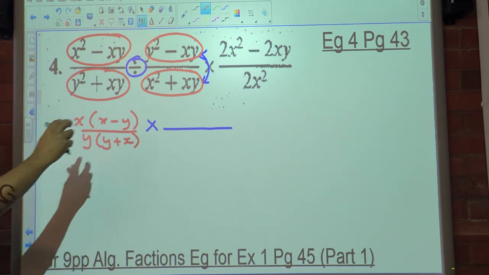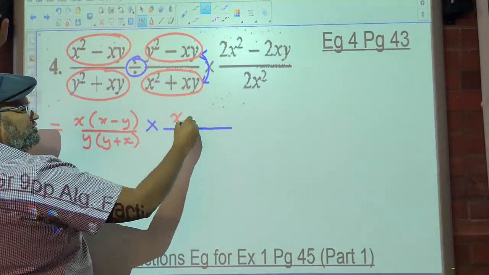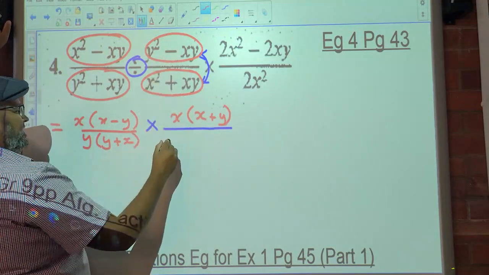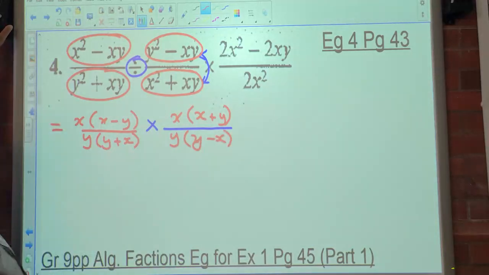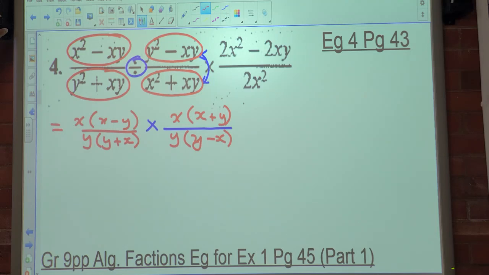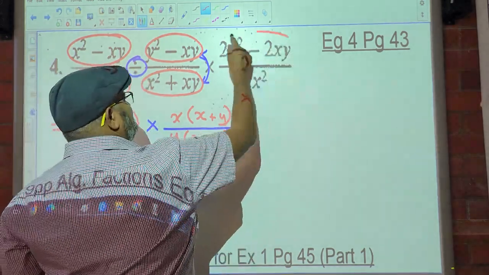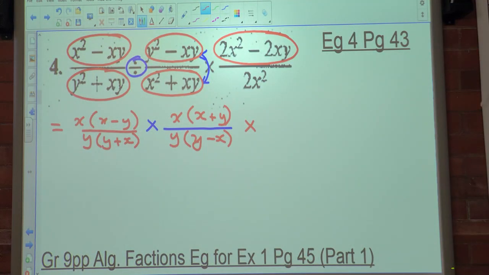Okay, so what is common in the denominator x? What are we left with? X plus y over. What is common here? Y. So I'm left with y. You see that? Is y minus x the same as x minus y? Okay. Times. What is the factorization here? Common factor of? Take that out quickly.